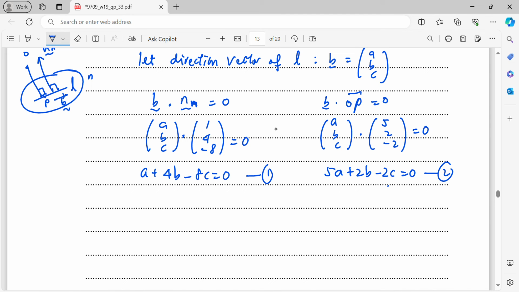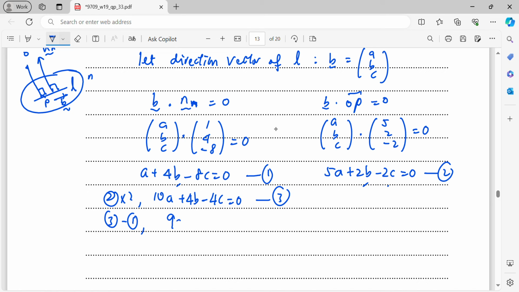To solve this, since I have negative 2c and minus 8c, and I have 2b and 4b here, probably for the second equation I just times 2, because I need to eliminate. So I will get 10a plus 4b minus 4c equals to 0. That's my third equation. To solve the first and third equations, since the 4b are the same, I will use third minus first equation.